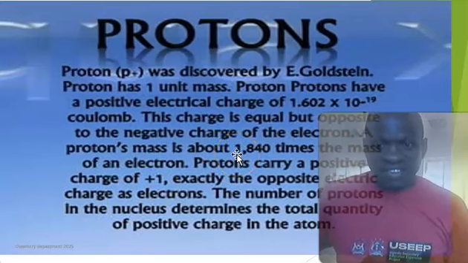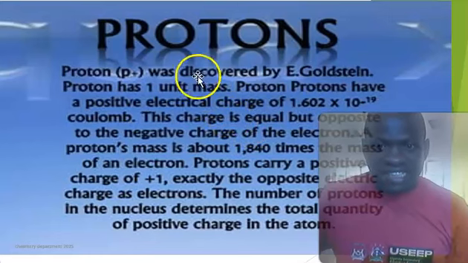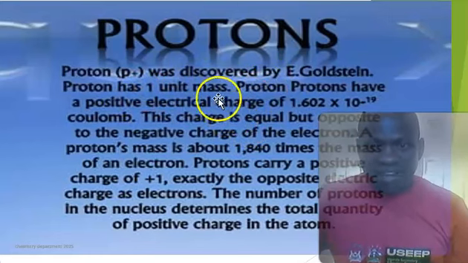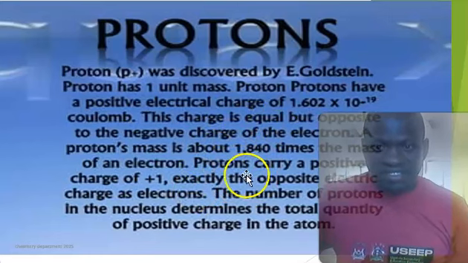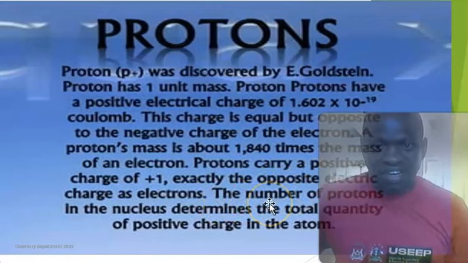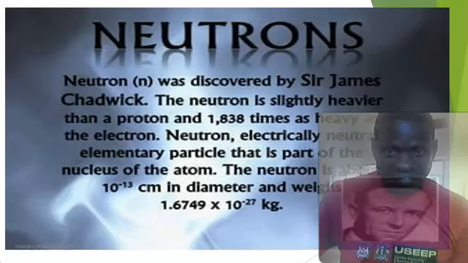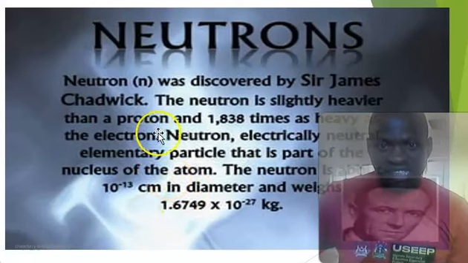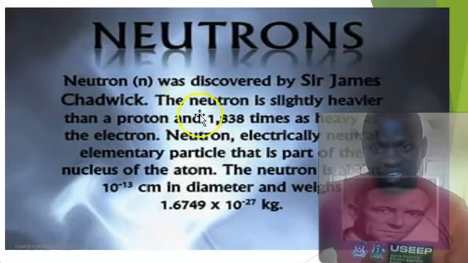Now here we are going through the protons. As we have been discussing, protons have a mass of approximately 1. The charge is positive. We can go through that in our free time; we will download it and go through it. Neutrons, we are saying, were discovered by Sir James Chadwick.